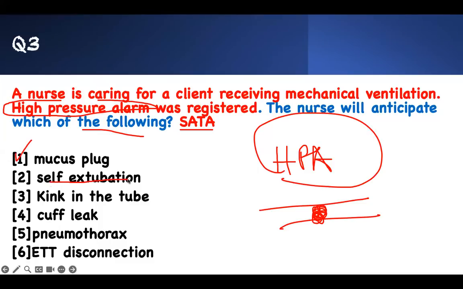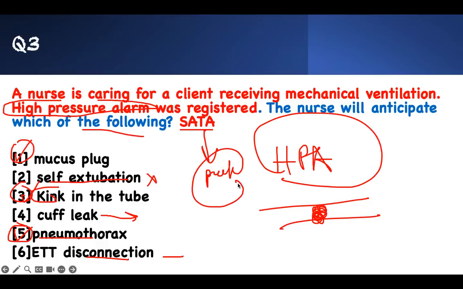Self-extubation, there's no resistance, I'm not picking you. Kink, blockage. Cuff leak, no, less resistance. Pneumothorax, resistance. Endotracheal tube disconnection, less resistance. So I have 5, 3, and 1. Once again, new generation: pick those you're confident that you know are right so that you can get full credit. Okay? So 1, 3, and 5 are right answers.